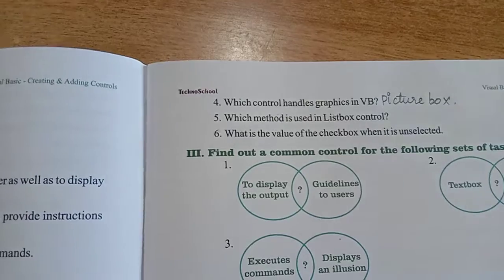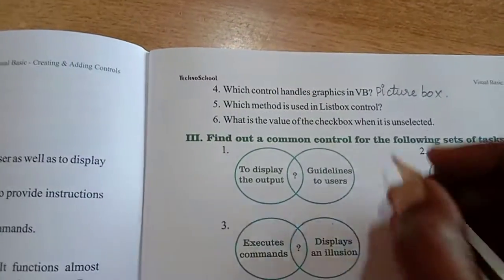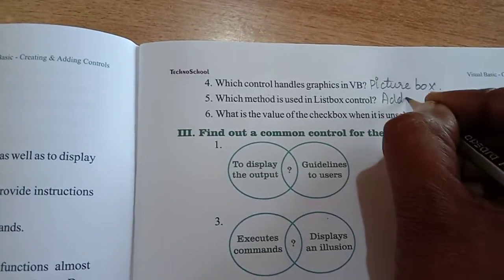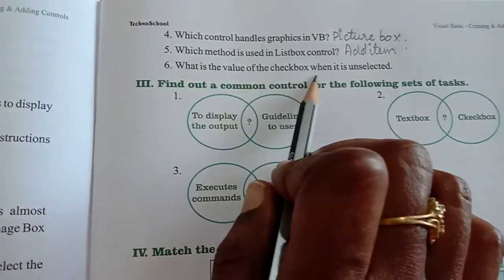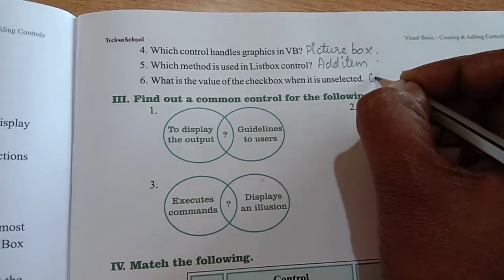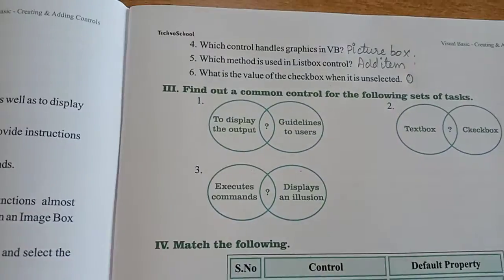Which method is used in a list box control? List means you can add an item, right? So AddItem. What is the value of a checkbox when it is unselected? 0. If it is selected, 1. If it is unselected, 0.